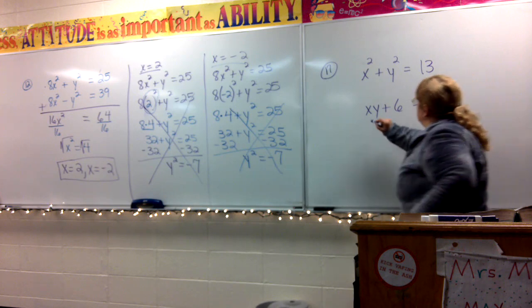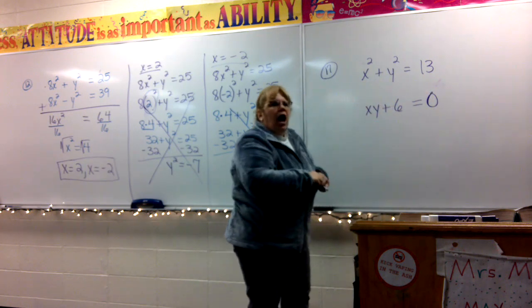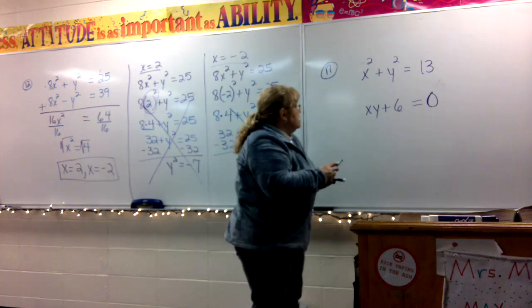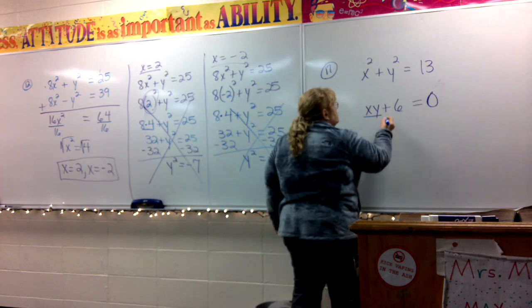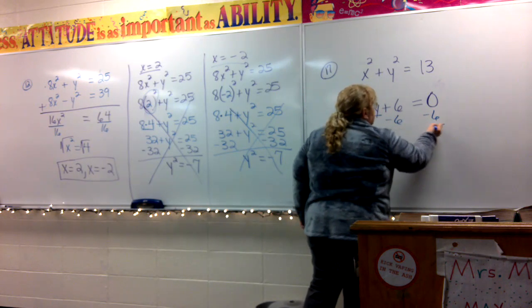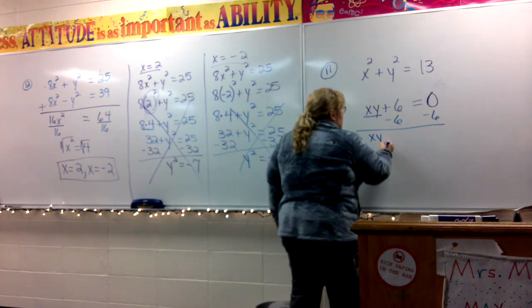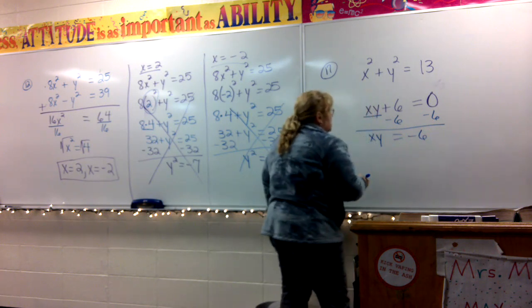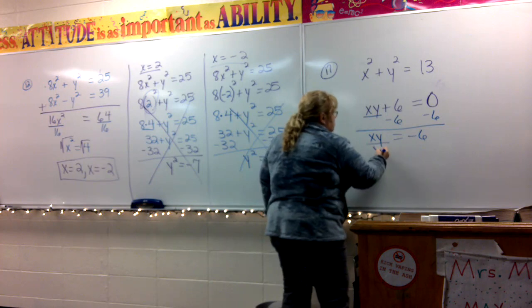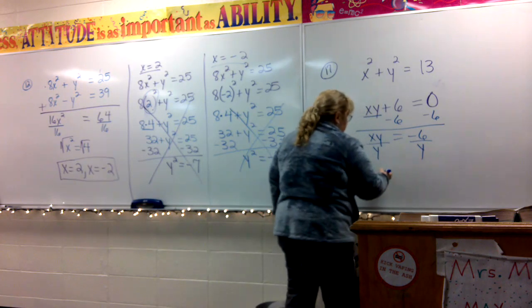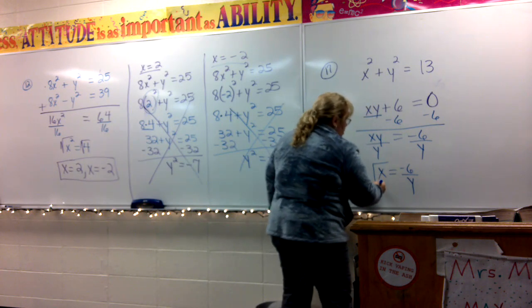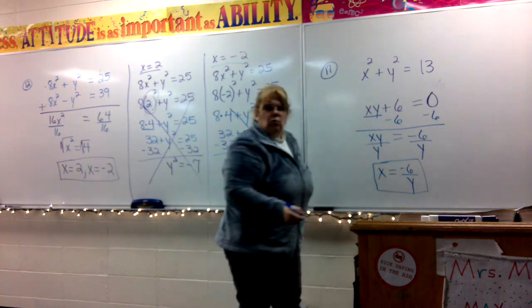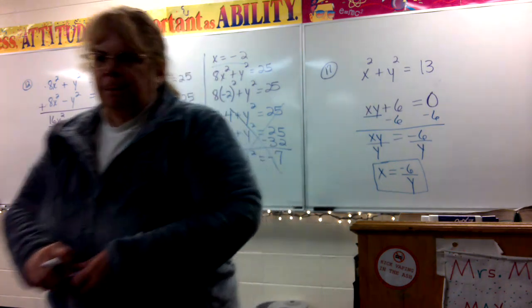And I'm probably going to start with this one down here. I don't think it really matters a whole lot if you get x by itself or y by itself. Oops, I want to get rid of the 6 first, I think. So xy equals negative 6. And then you can either divide by x or divide by y, doesn't really matter. x equals negative 6 over y. And what will we do with that? Plug it in.